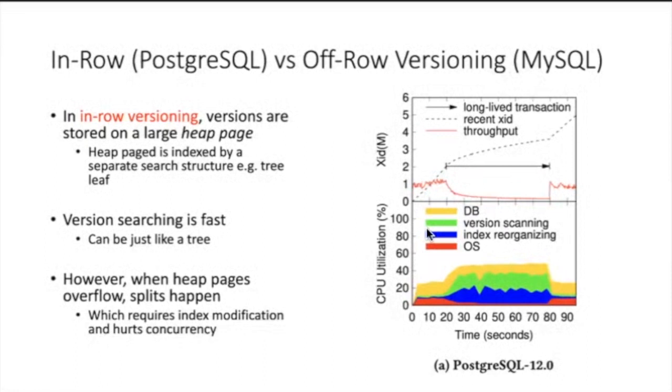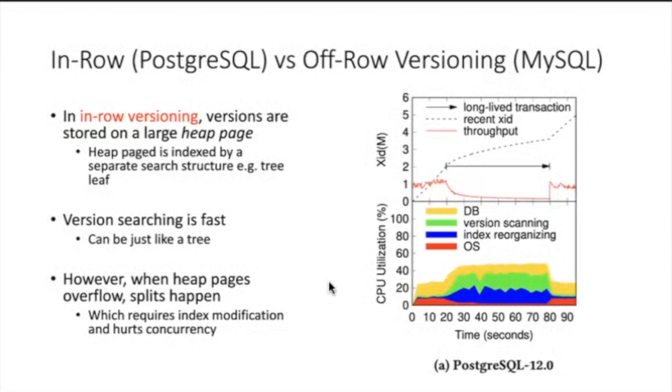And at the bottom, we have the CPU usage during all the phases. So when the transaction starts, we use a lot of CPU for scanning versions, and we use a lot of CPU for reorganizing the index, because of these splits. And then when the transaction finishes, the throughput jumps back up and the CPU usage goes back down.